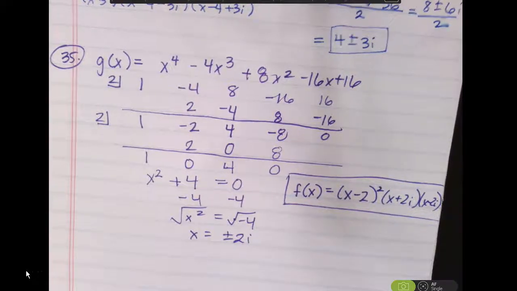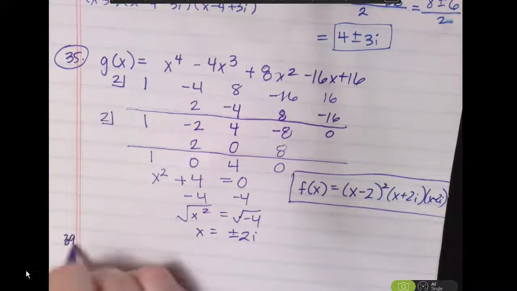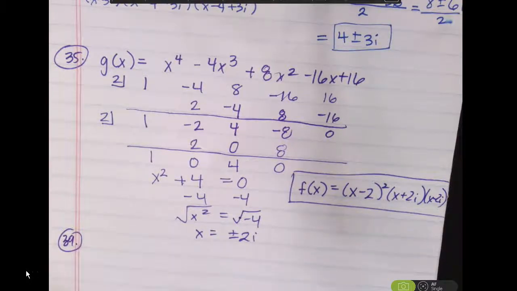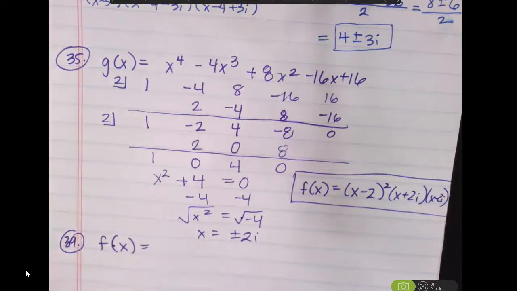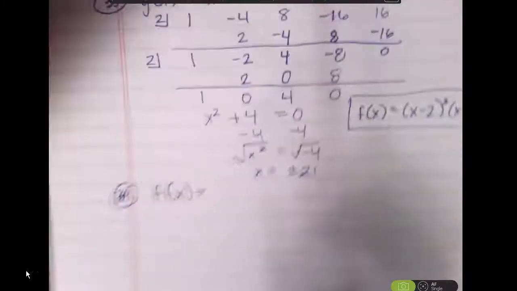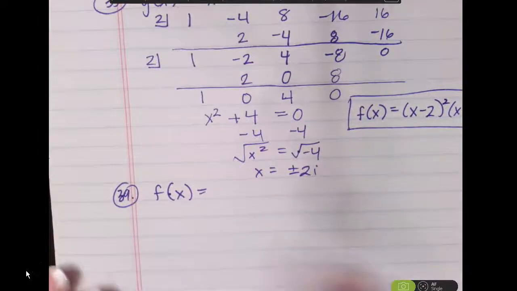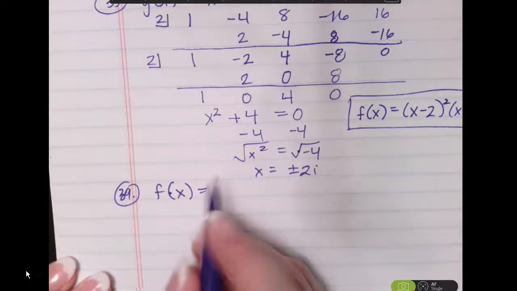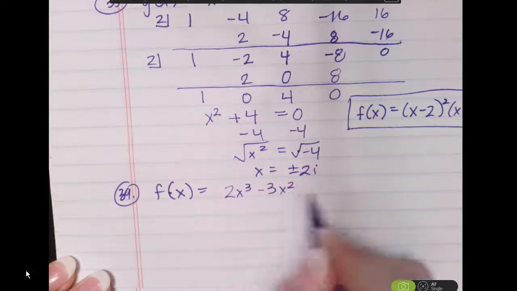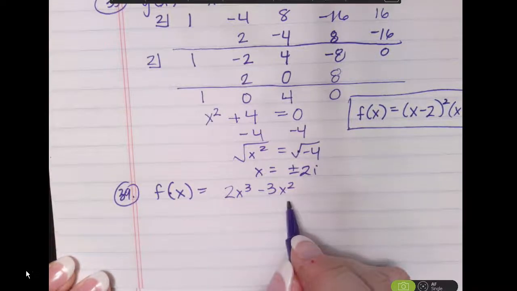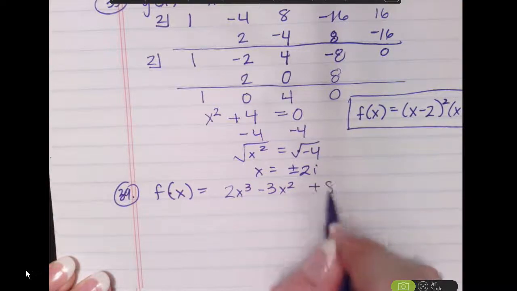Next problem, number 39. Let's see what we've got. Again, we're given a polynomial, so let me write that down. f of x equals, let me adjust the camera here. Alright, f of x equals 2x cubed minus 3x squared plus 8x minus 12.